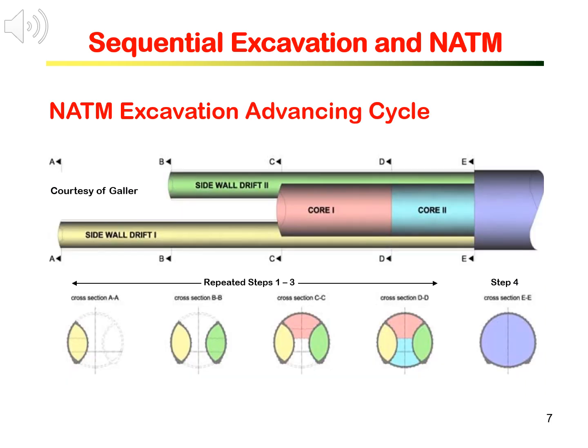The NATM excavation processes and advancing cycle can be explained by this illustration. The tunnel is divided into 4 sections. Excavation started with the first section, side drift 1 in yellow. The section is supported with a closed ring and the ground deformation is monitored. At some distance behind, the second section, side drift 2 in green, is excavated, supported, and monitored. It is followed by core 1 in red and the core 2 in blue.